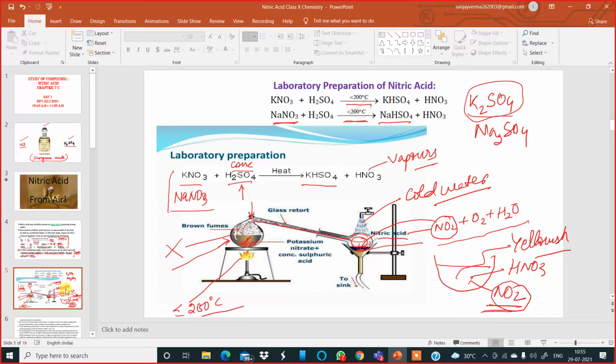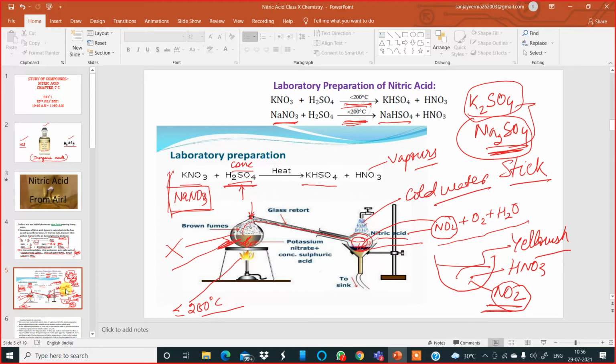If these two compounds are formed in the glass apparatus, what will happen? They will stick to the glass apparatus, and once they are stuck, they are very difficult to remove. The only last option is to throw the glass apparatus away. Next time you want to prepare nitric acid, you cannot use this glass retort anymore. That is why it is very important to maintain the temperature less than or equal to 200 degrees Celsius during the lab preparation of nitric acid by reacting either potassium nitrate or sodium nitrate with concentrated sulfuric acid.